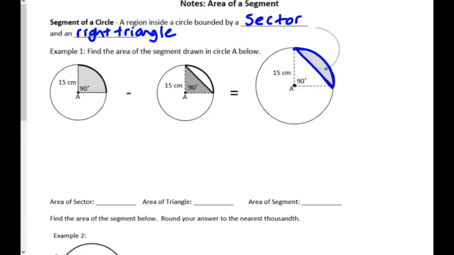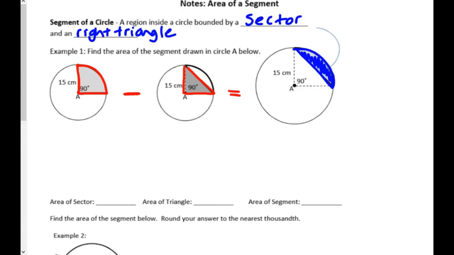Anyways, that little weird part of the circle is called a segment, okay? So a segment is this area right here. So here's our goal. Find a sector, find a right triangle, subtract them, and that'll give you the segment, which looks like a hamburger bun or a banana or, yeah, that's all I got.